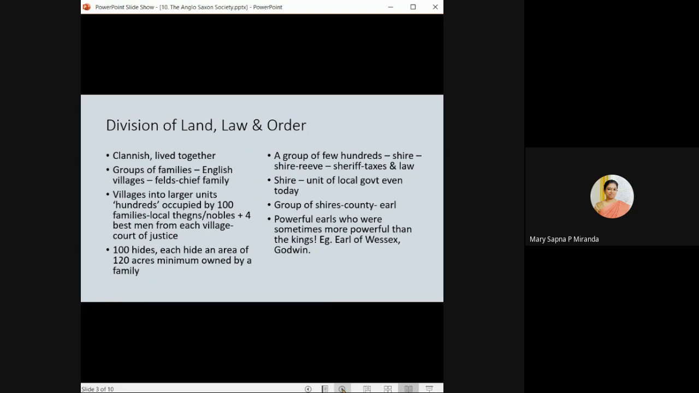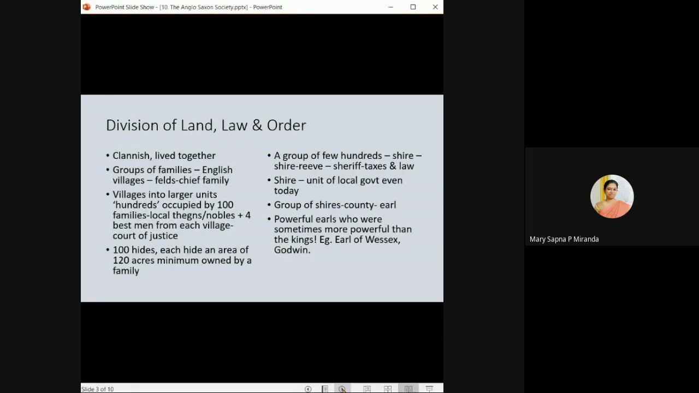And how was the land divided? It was divided into hides. Each hide is an area of 120 acres, and 100 hides make up a hundred. Why 120 acres? Because that was the minimum land owned by a family.